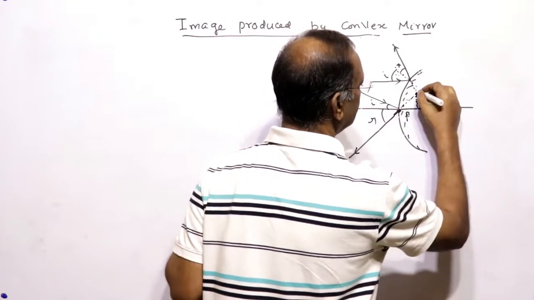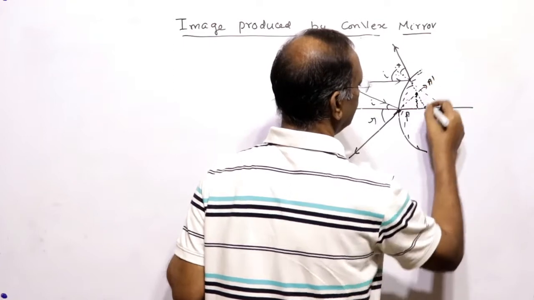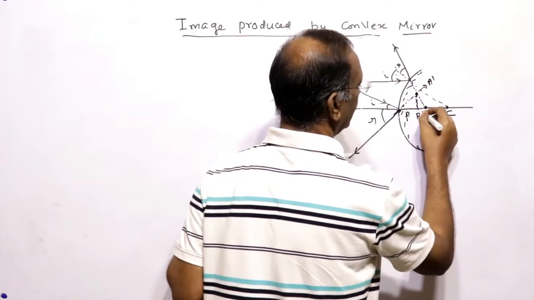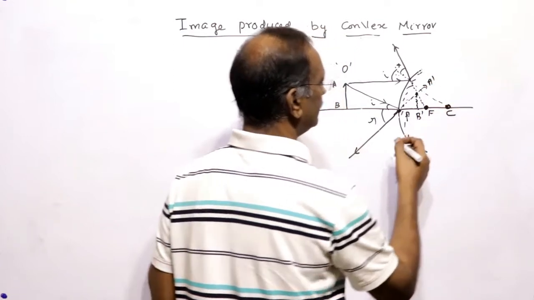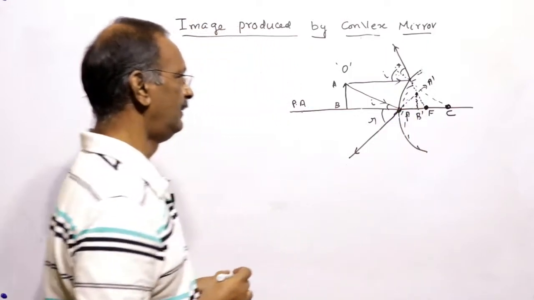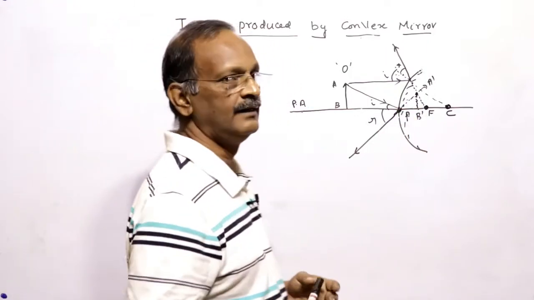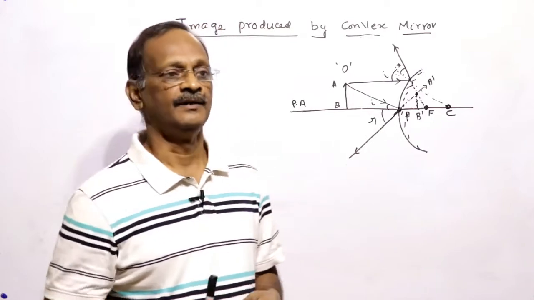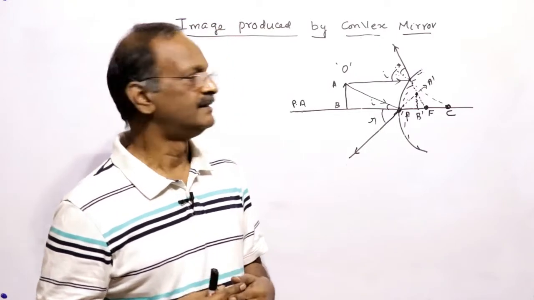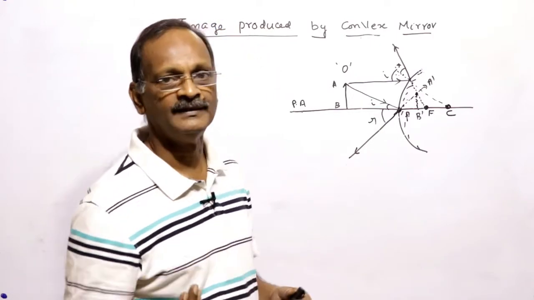This is the image. This point is A dash, this point is B dash, this is the focus, this is the center of curvature, this is the pole. It means, as we have already discussed in the previous section, the image is formed by the intersecting rays.